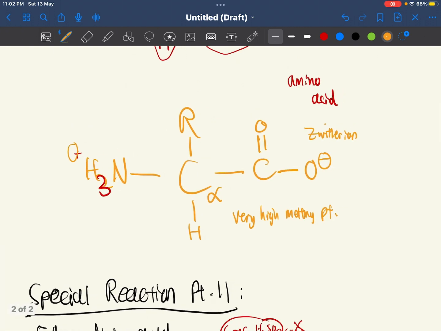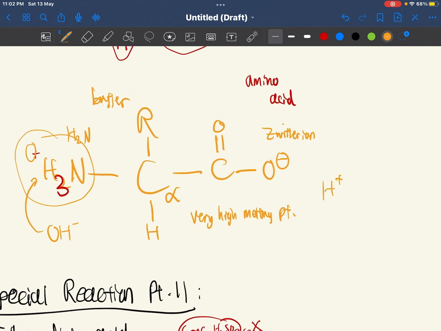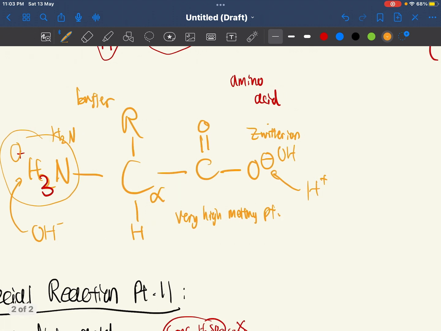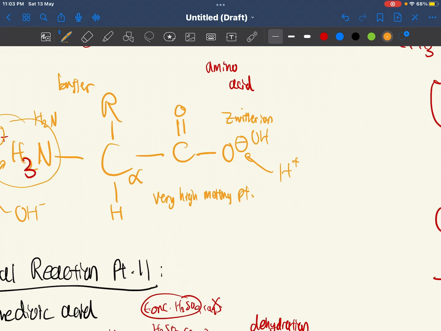And it also acts as a buffer because, for example, if you add too much OH minus, then your acid here reacts, and it'll give back your amine. But if you add too much H plus, then it will react with your O minus here, and you just form your OH. So this is a buffer solution as well.